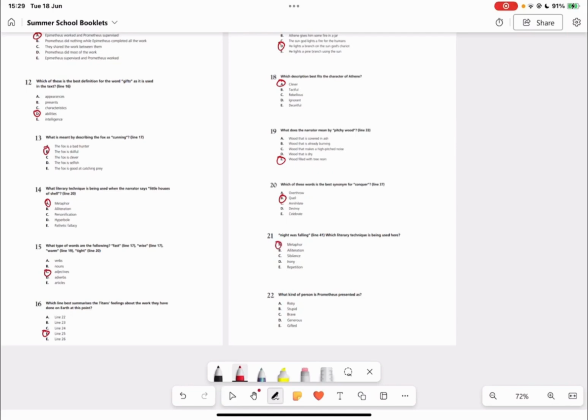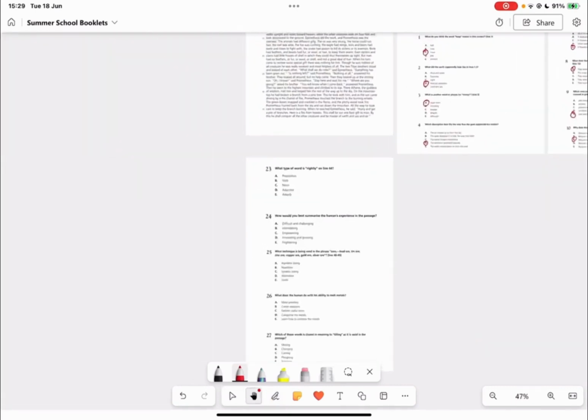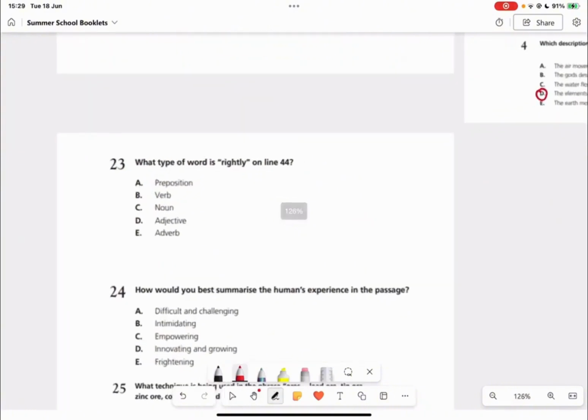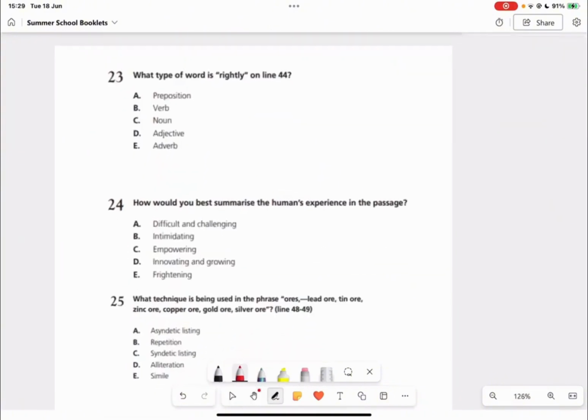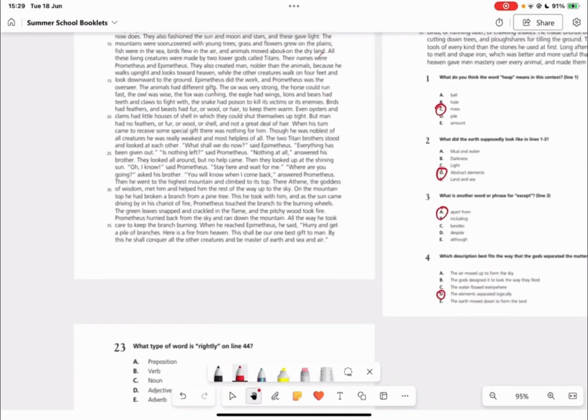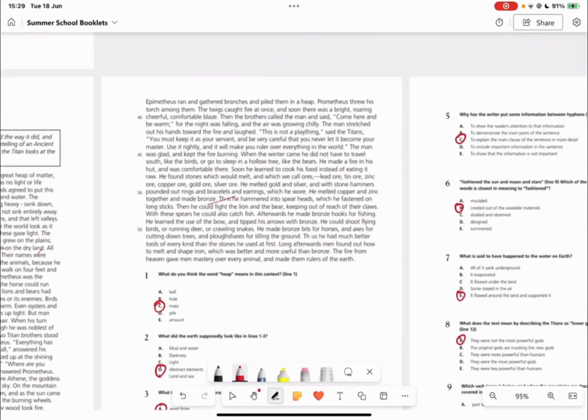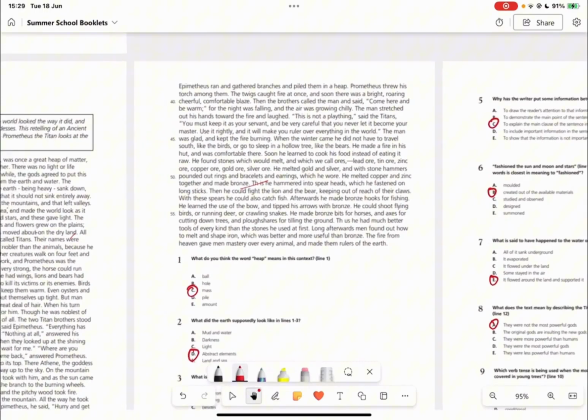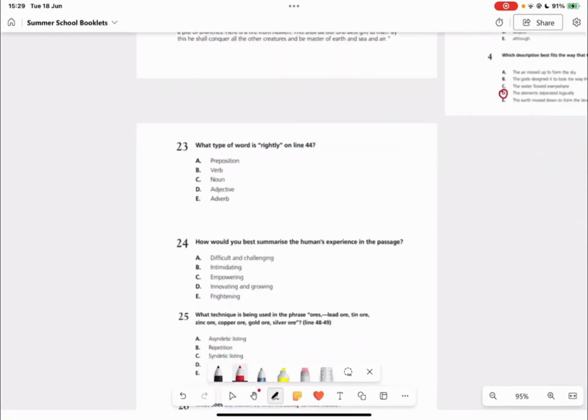What kind of person is Prometheus presented as? Okay, 22, so generous. Okay, now we move on to question 23. What type of word is rightly on line 44? So rightly in line 44, we can just check the context of it. So use it rightly and it will make you the ruler of everything in the world. Okay, so this one will be an adverb.